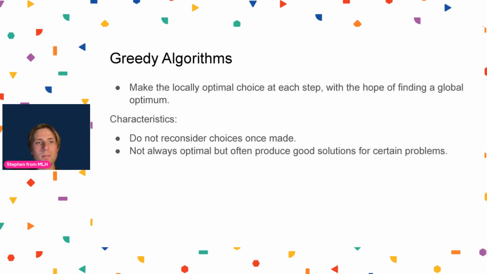Okay, so one algorithm design technique is called greedy algorithms, where you make the locally optimal choice at every step. Your hope is that you'll find a global optimum by doing this. It, of course, does not reconsider choices once they're made. So once you make that locally optimal choice, it's time to move to the next step. They're not always optimal, but they often produce a good solution for certain types of problems. So greedy algorithms are one legitimate way to do things.